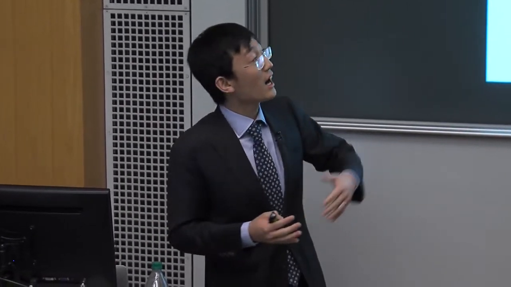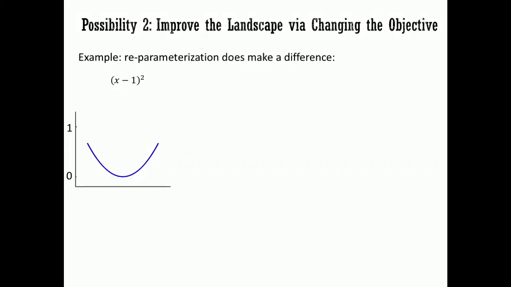So this sounds nice. However, the natural question is, what if the objective functions we are dealing with don't have this nice geometrical property? Can we still do something for it? So the next idea is more about addressing this question. The idea is that we can improve the landscape by changing the objective function. There are multiple ways to change objective functions. One of them is re-parameterization of the model.